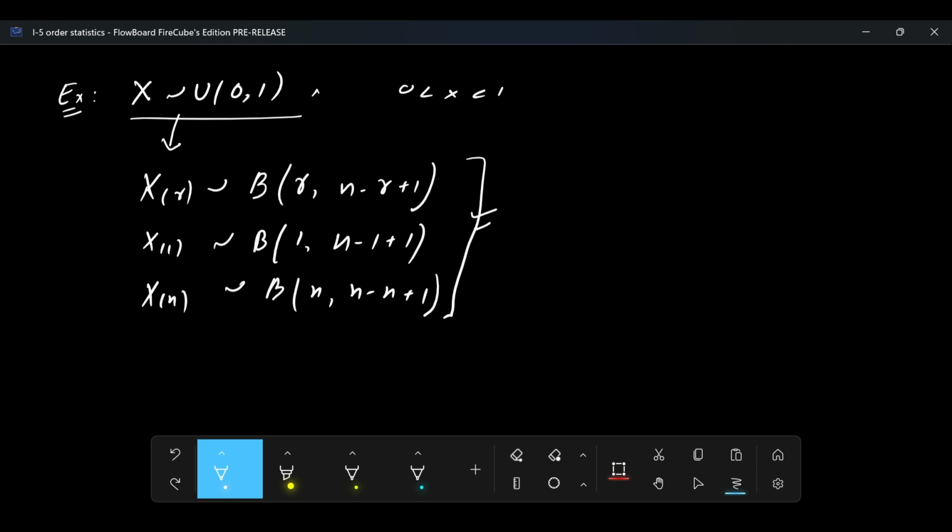As you know, this is a beta distribution, so the expectation of beta is, if X follows Beta(m, n), then the expectation of X is m over m plus n. This is n plus 1, sorry.